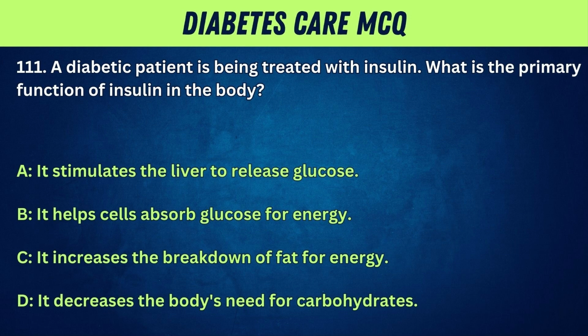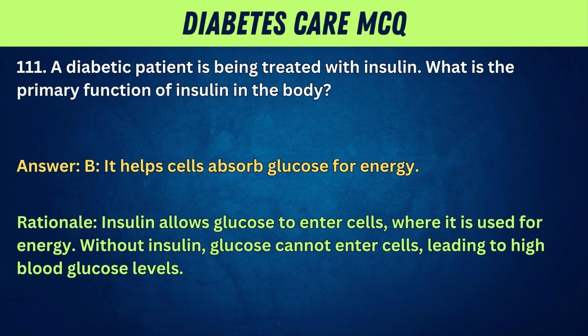111. A diabetic patient is being treated with insulin. What is the primary function of insulin in the body? A. It stimulates the liver to release glucose. B. It helps cells absorb glucose for energy. C. It increases the breakdown of fat for energy. D. It decreases the body's need for carbohydrates.